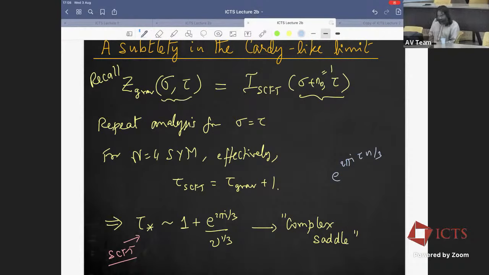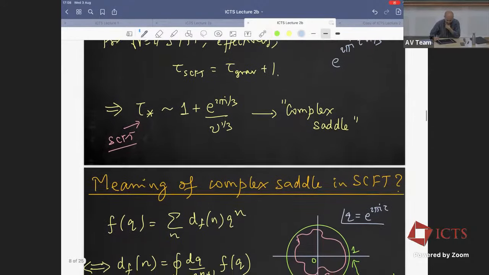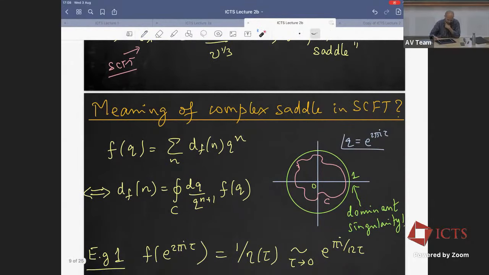No, this tau is not the coupling constant of Yang-Mills. It's not. So this is like some chemical potential. It's some background, it's the twist of the sphere over the circle. Right, okay, so you're saying you turn on some twist. So this is some twisted partition function. Yeah, exactly. So let's see what is the meaning of this complex saddle.